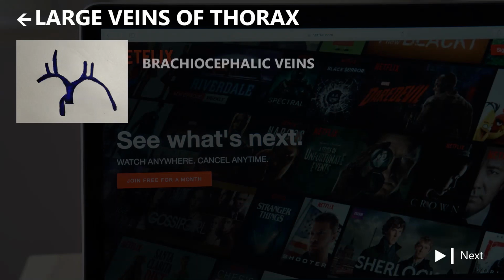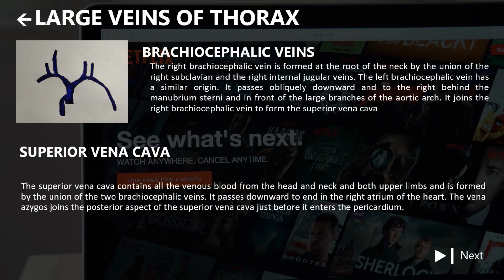Here you can see the brachiocephalic veins and superior vena cava. These are large veins of the thorax. The brachiocephalic veins are also referred to as the innominate veins. These are large venous structures located within the thorax and originate from the union of the subclavian vein with the internal jugular vein. The left and the right brachiocephalic veins join to form the superior vena cava on the right side of the upper chest.